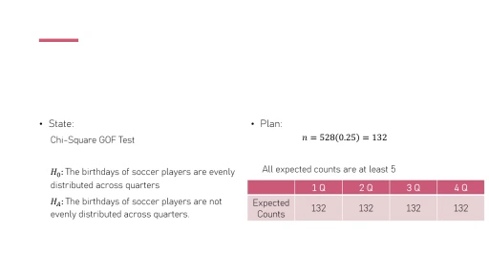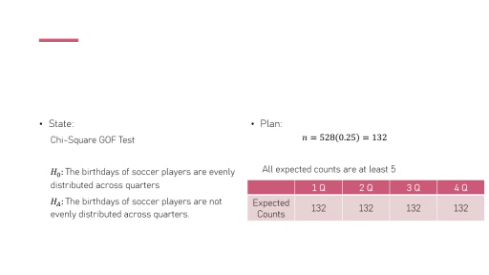And so you would add all those up, 528, and divide it by the number of categories there are. There are 4 categories, so there should be about 132 in each. And those are your expected counts.